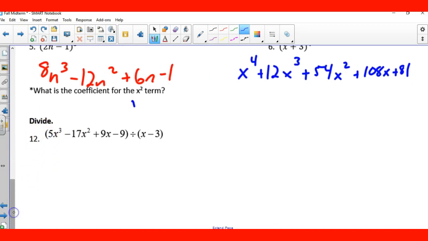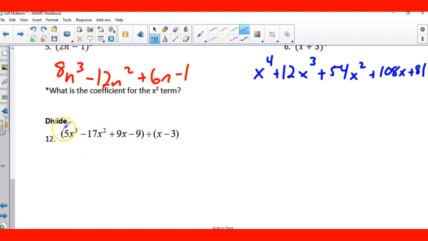Divide. Right here, we're going to divide. For dividing right here, I think you should use synthetic division. The reason being is because this is linear. See how the degree is 1? This is linear. So if you take this, x minus 3, set it equal to 0, add 3 to both sides, I get x equals 3. So now that x is 3, I'm going to use that.